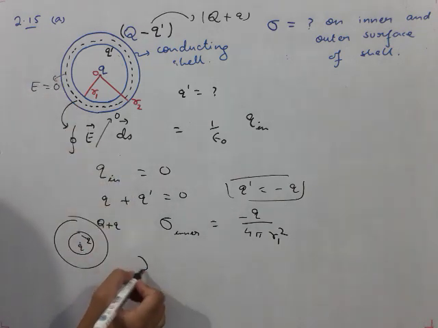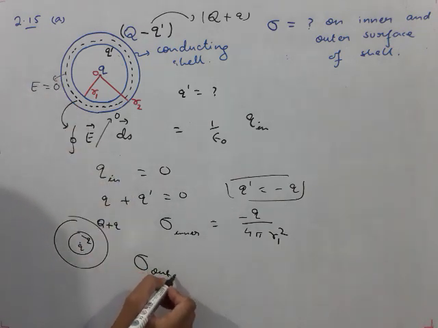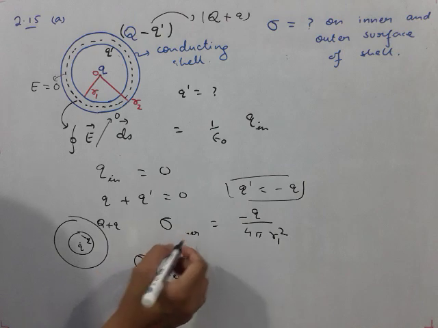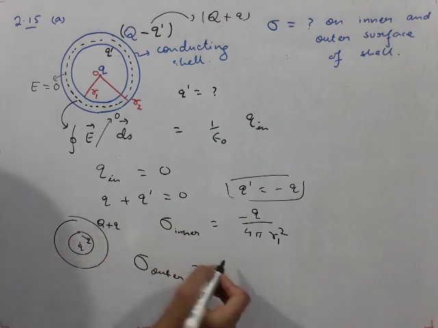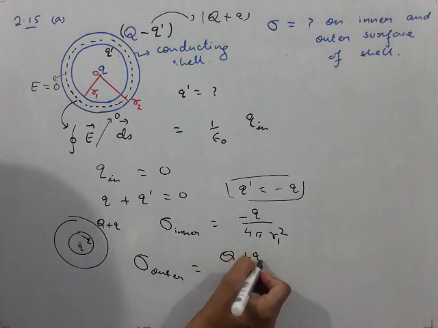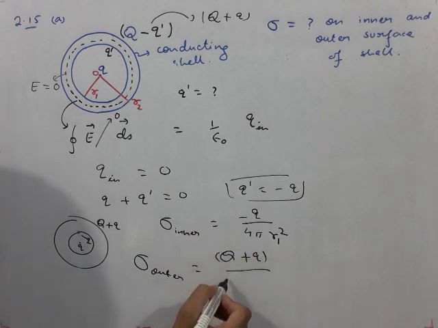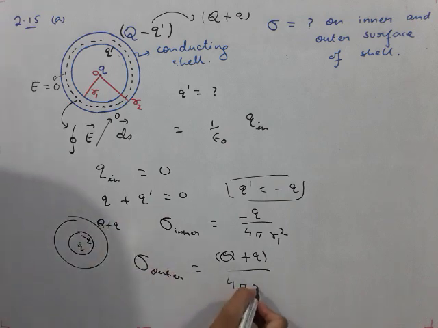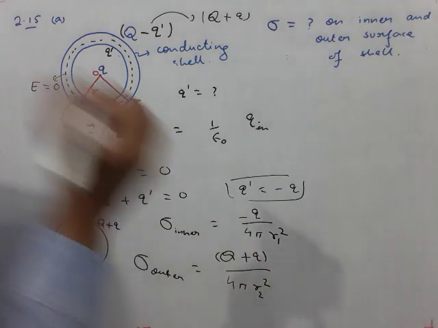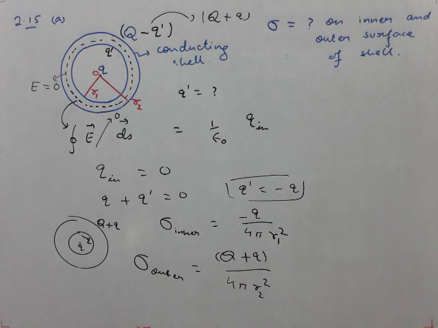Likewise on the outer surface, sigma outer will be: charge is how much? Q plus small q, divided by outer surface area, that is 4 pi times R2 square. Is it clear, students? So that is the solution to this particular question.